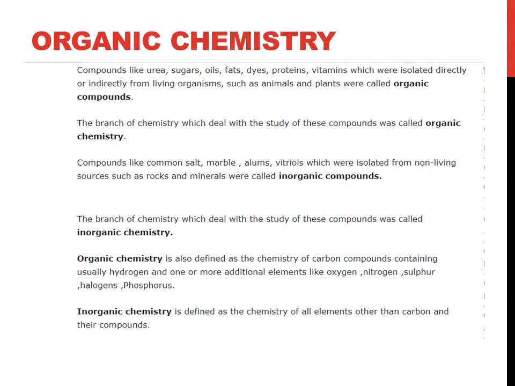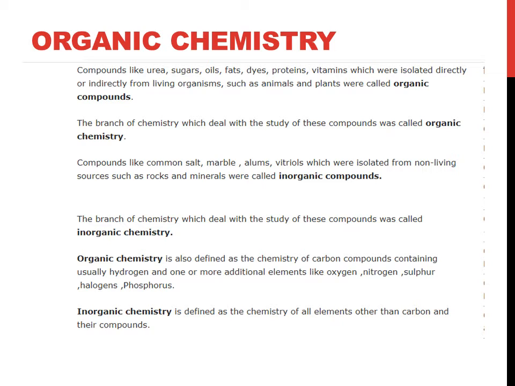So, what is organic chemistry? Compounds like urea, sugar, oil, fats, dyes, proteins, vitamins, which were isolated directly or indirectly from living organisms such as animals and plants, were called organic compounds. The branch of chemistry which deals with the study of these compounds was called organic chemistry.